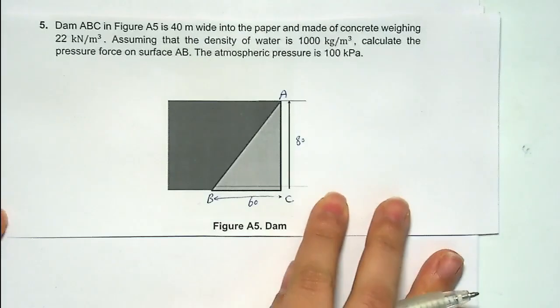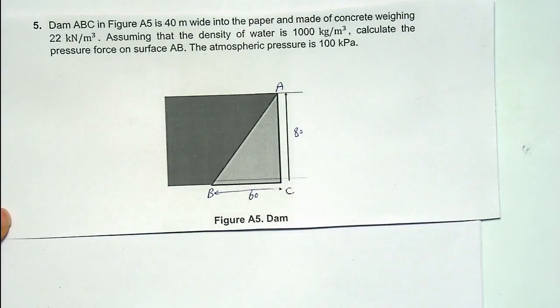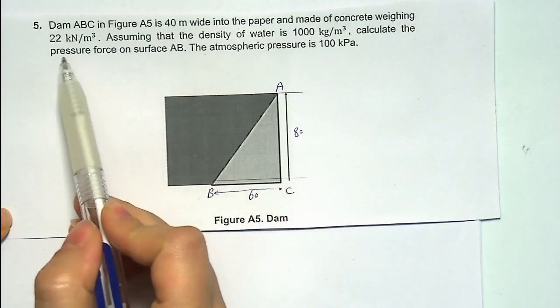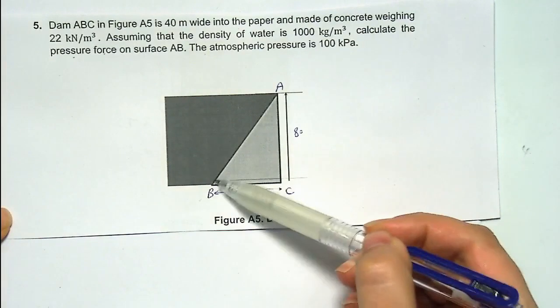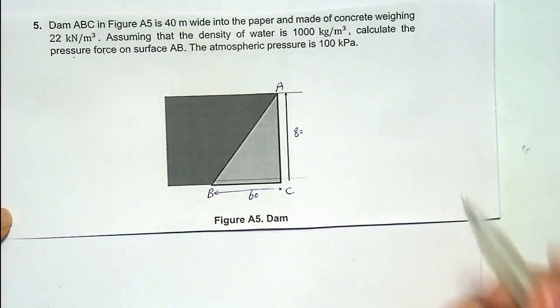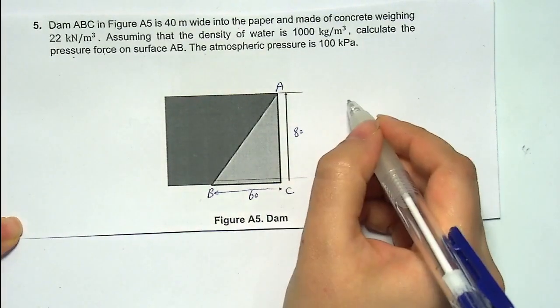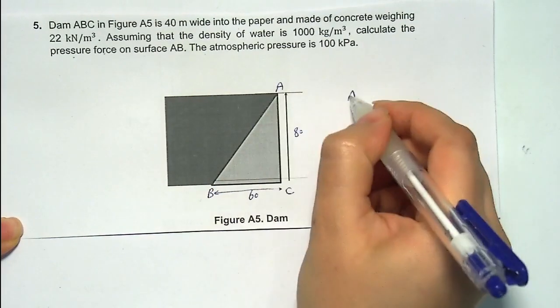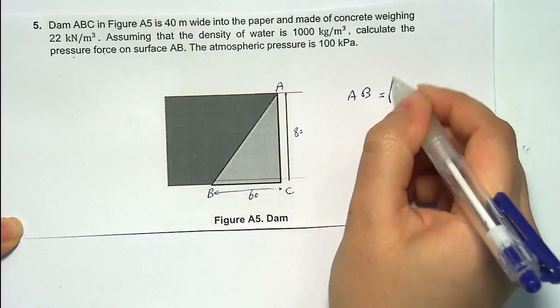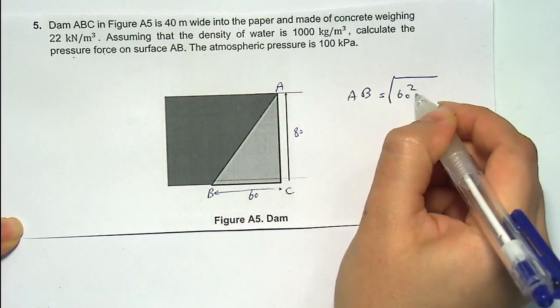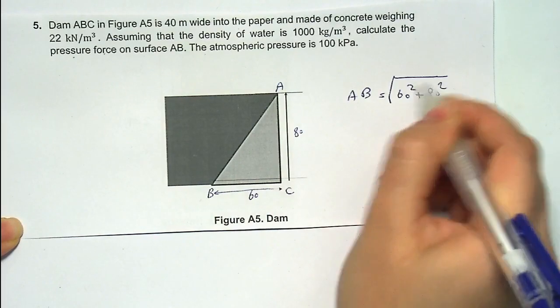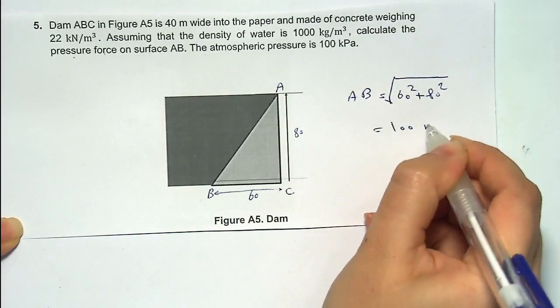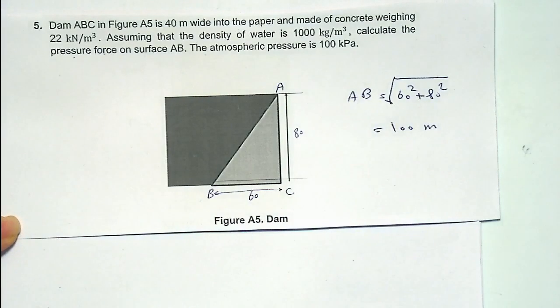So we need to calculate the pressure force on surface AB, that is here. Okay, so just here I would write that because I need the length of the AB, you know that AB is equal to 60, 80. So AB would be 100 meter. Just I will need it for the rest of the question.